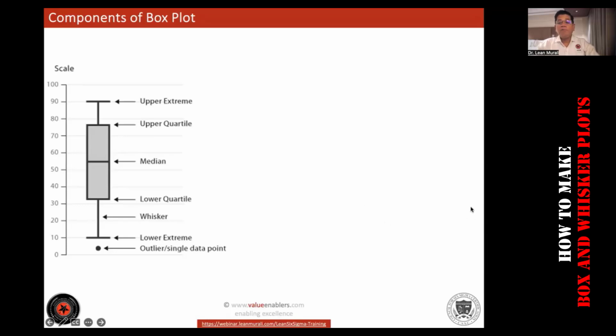All right. I hope you have all taken good notes. These are the components: median, lower quartile, upper quartile, whisker, maximum, minimum, and outlier. These are the 7 components that are there. Now, maximum is the largest data point excluding the outliers.